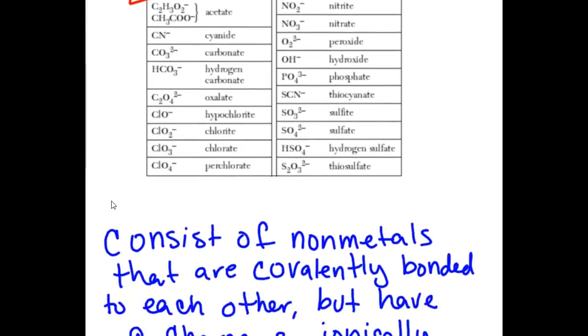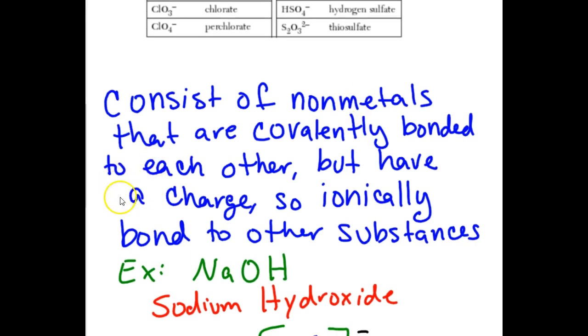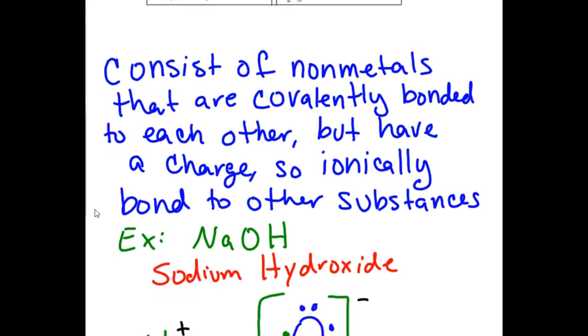Now, polyatomic ions consist of nonmetals that are covalently bonded to each other, but have a charge. So they ionically bond to other substances. So whenever you see a polyatomic ion, that molecule always has both covalent and ionic bonding.